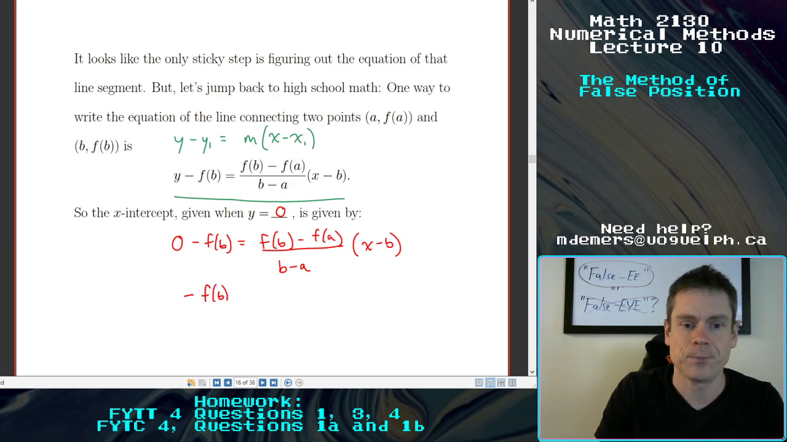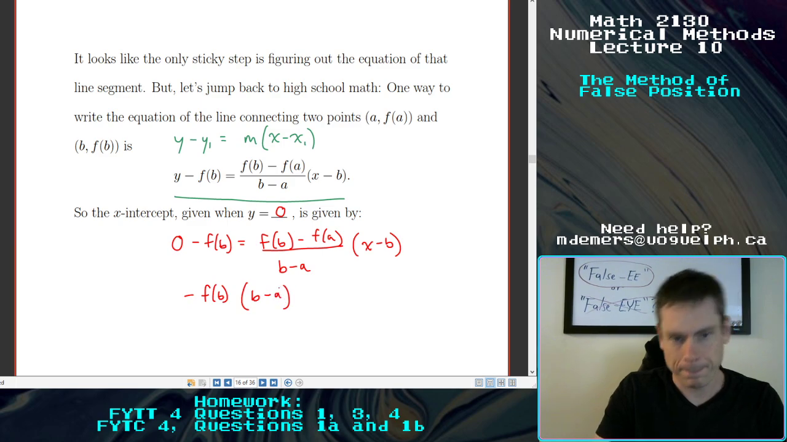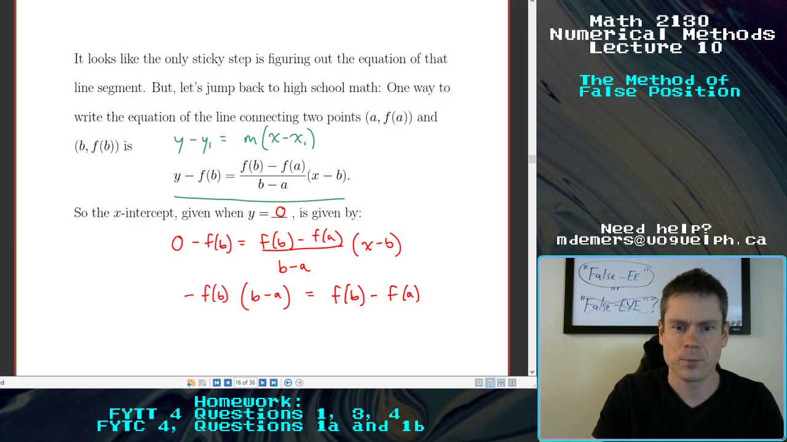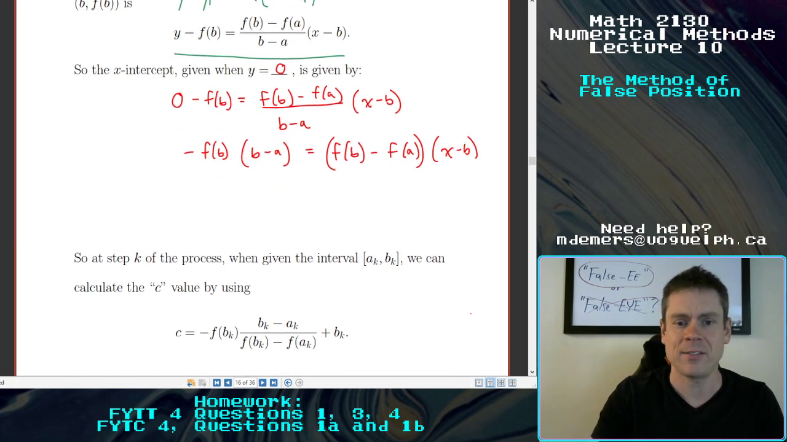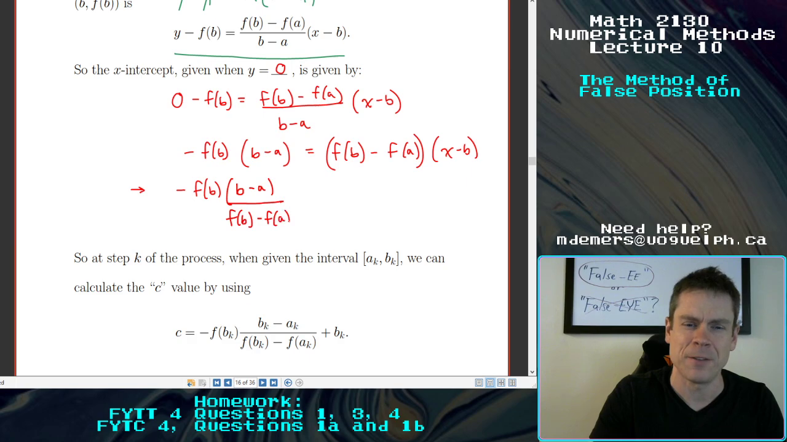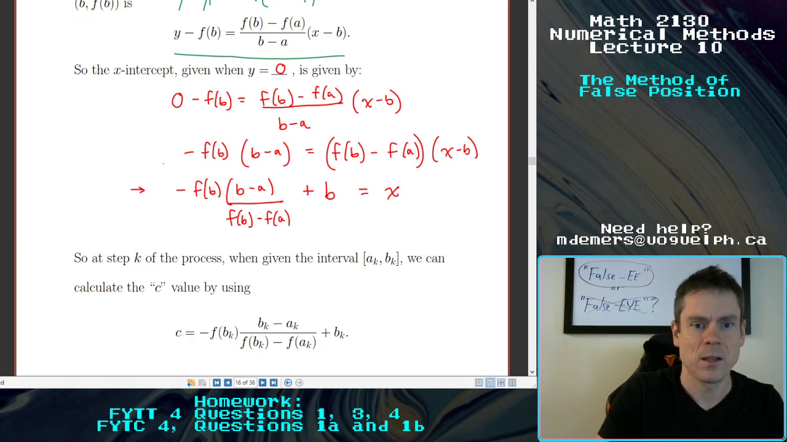Minus f of b times b minus a. I'm going to do this in two steps so I don't screw this up. We have f of b minus f of a times x minus b. And our last step, I'm going to divide down by that f of b minus f of a. So I'm going to get minus f of b times b minus a over f of b minus f of a. And then we have to add b, equals x. So this is what it looks like.